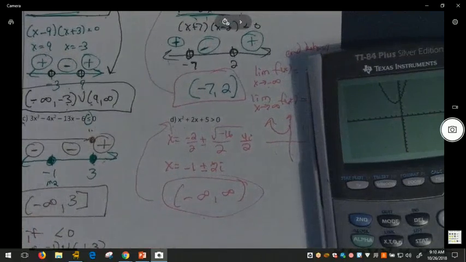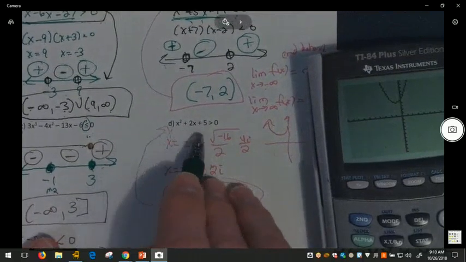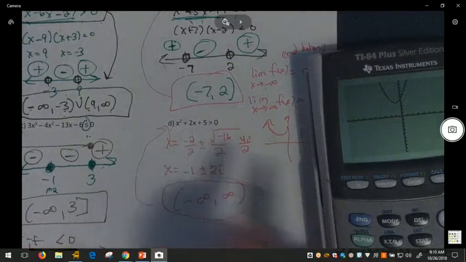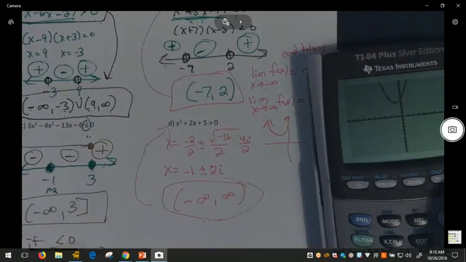Now, had that said x squared plus 2x plus 5 is less than 0, where is that? It doesn't exist. So that inequality would have no solution.